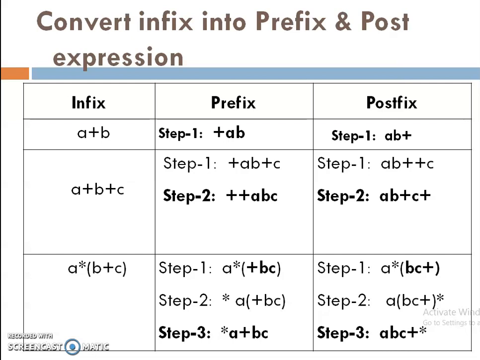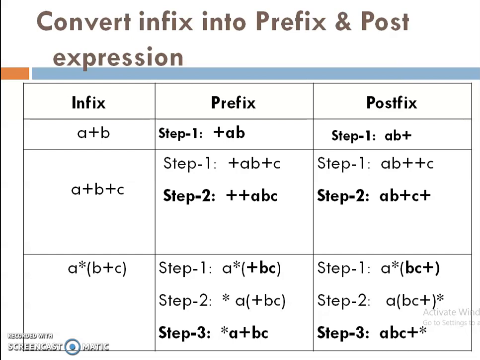Then step number 1, only take a single equation, A plus B. So it gives the answer AB plus, and we also write the rest of the equation as it is, plus C. Then step number 2, we convert the plus C equation. So we give the result AB plus C plus.